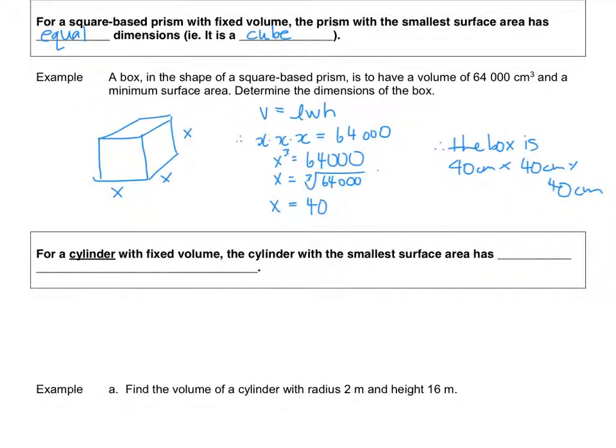Now similarly, for a cylinder with fixed volume, the cylinder with the smallest surface area has a diameter equal to its height. So in other words, diameter equals height. We can also say then, since diameter is the same as 2 times the radius, we can also say 2 times the radius has to be the same as the height.